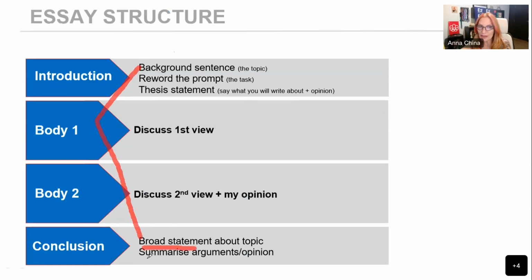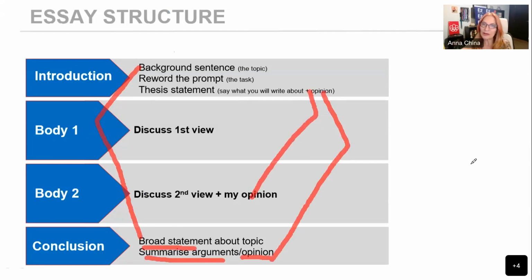Then you summarize the arguments and your opinion again. So the opinion is restated. So by doing the structure, you do the position throughout the response: introduction, body paragraph, and conclusion.